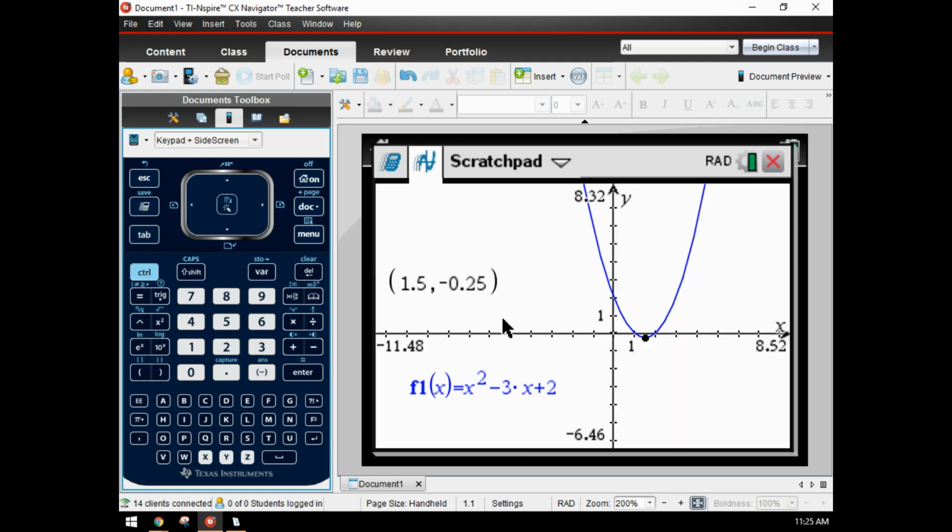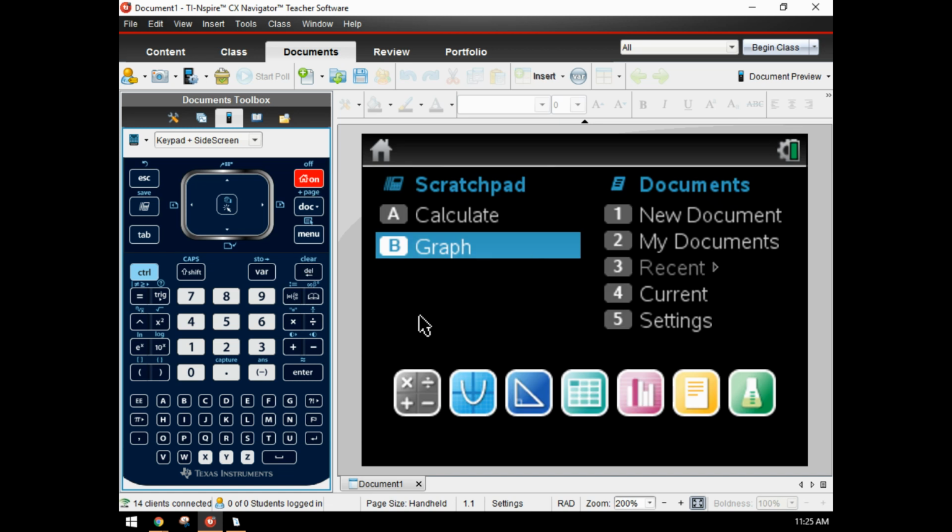If the people before you did not clear the calculator, then when you get to the graph and it's got something on it, click on the line that's actually graphed or the function that's graphed, and then hit delete. And that will erase everything that's on the screen for you.